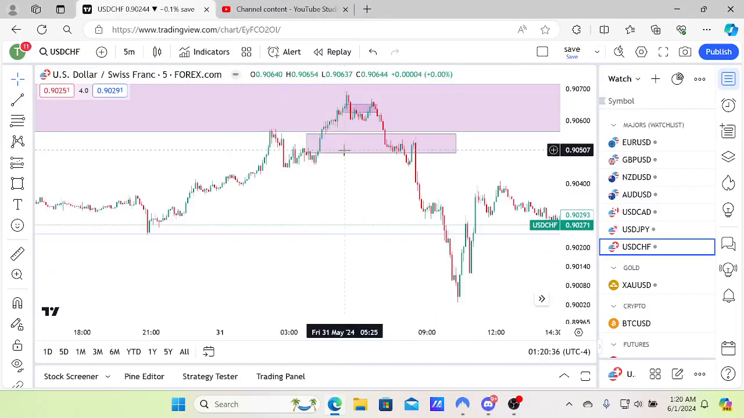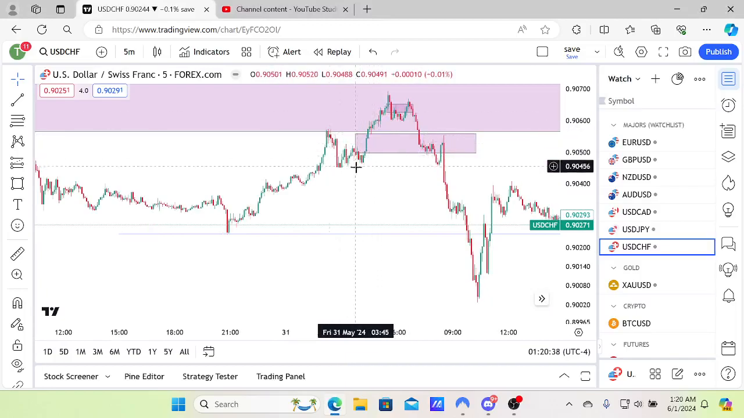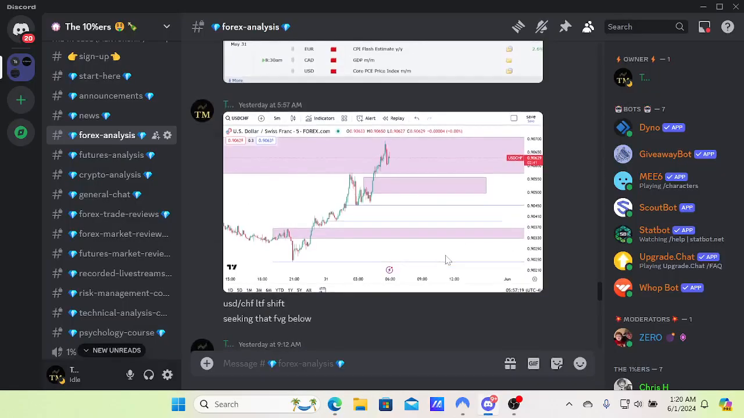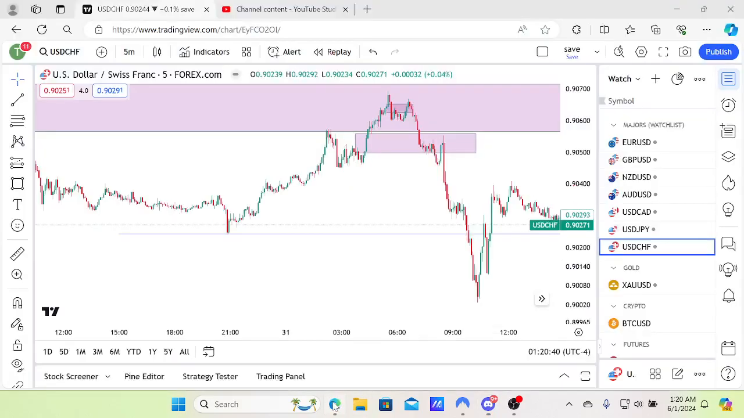And you see right here, we have that 15-minute imbalance that it's going to want to rebalance. That's what I said. Look, I said this in chat: USDCHF lower time frame shift, seeking that fair value gap below. That's the fair value gap I'm referring to. It's seeking that fair value gap. We also have a 50 level down there in that area in a discount marketplace.